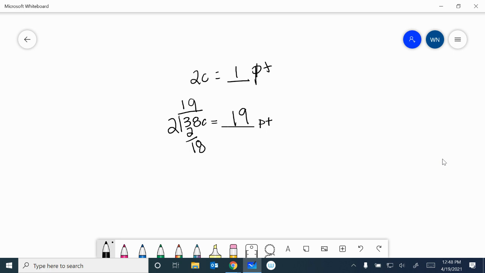And the way you can think about that is I could have done 1 times 2 is 2. So there's 2 cups to 1 pint. 19 times 2 gets me 38. So there's 19 pints equals 38 cups because there's twice as many cups as there are pints. Let's do another one.